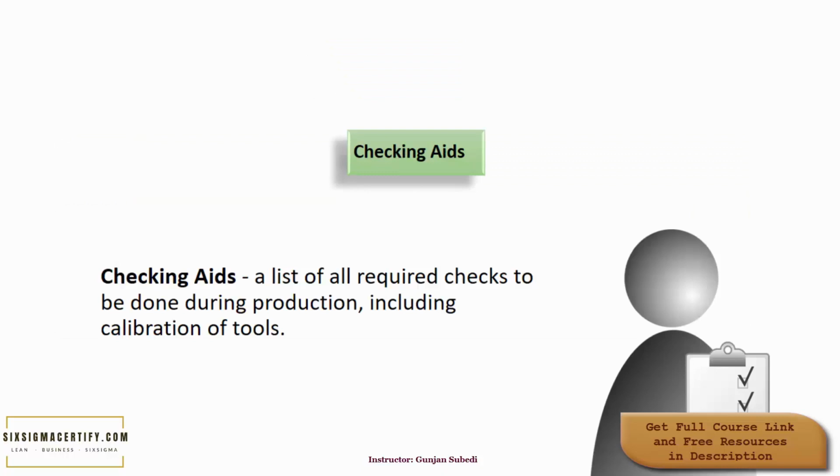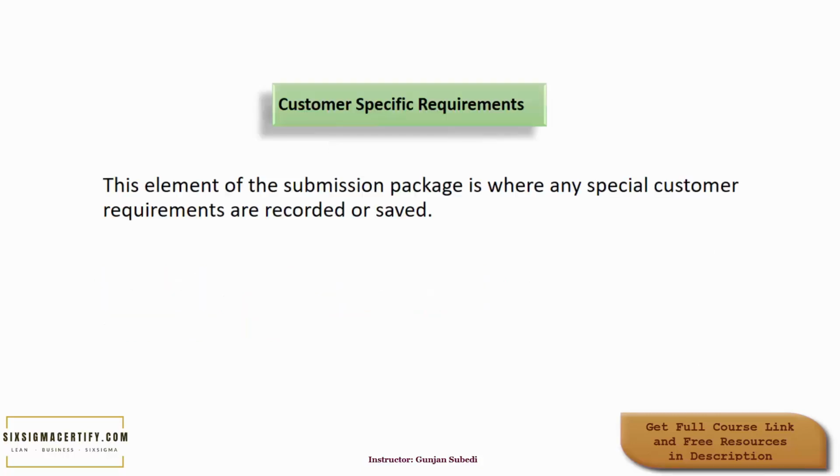Next, we have checking aids, which are the list of all the required checks to be done during production, including calibration of the tools. It should include all the tools used to inspect, test, and measure parts during the assembly process. Next element, customer specific requirements. This element holds any specific request made by the customer. This part of the submission package is where any special customer requirements are recorded or saved. For bulk materials, the customer specific requirements shall be recorded on the bulk material requirements checklist.